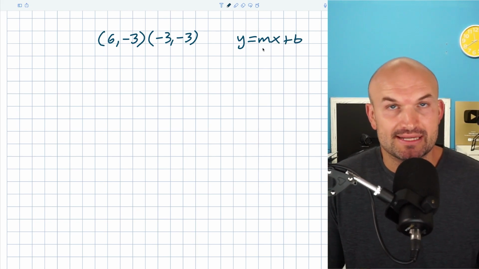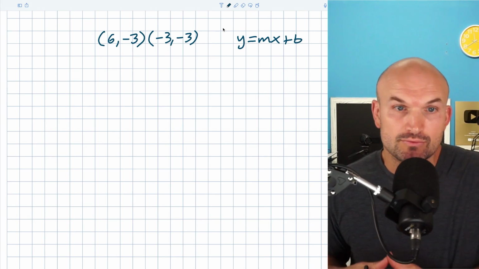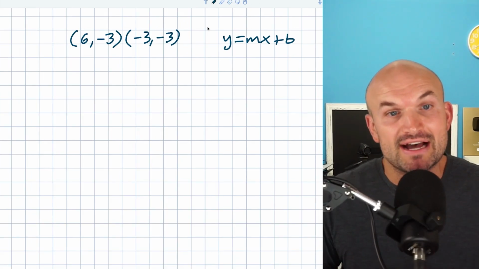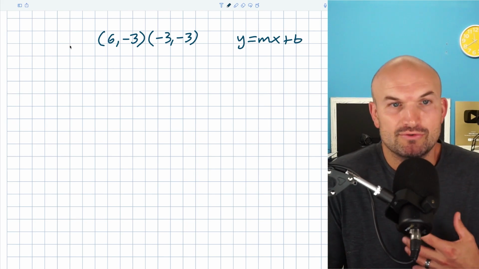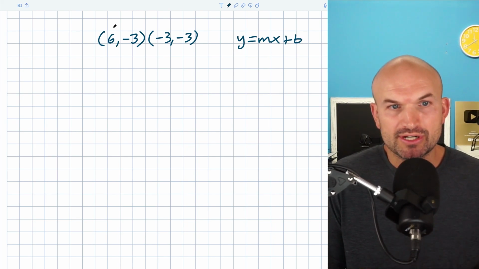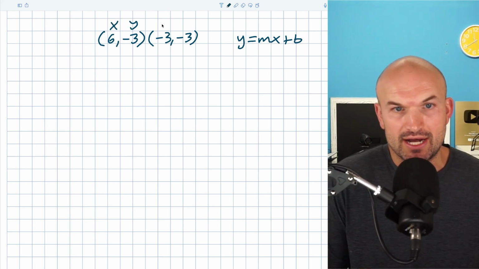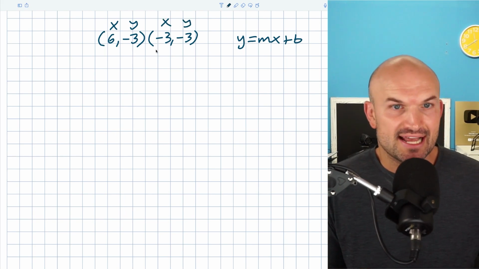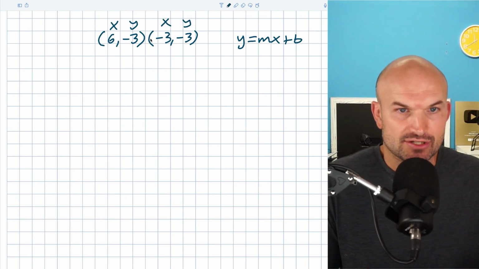So the first thing I'm going to do is focus on slope. That's what I want you to do when you're trying to write the equation of a line: try to find the slope first, because typically that's going to be the easiest, especially when you're given 2 points, right? That represents an xy, and that represents an xy. But if I said, hey, what's x? How would you answer, 6 or -3?